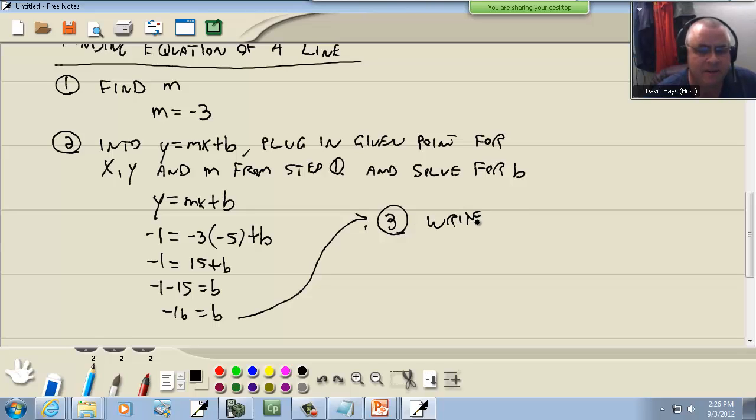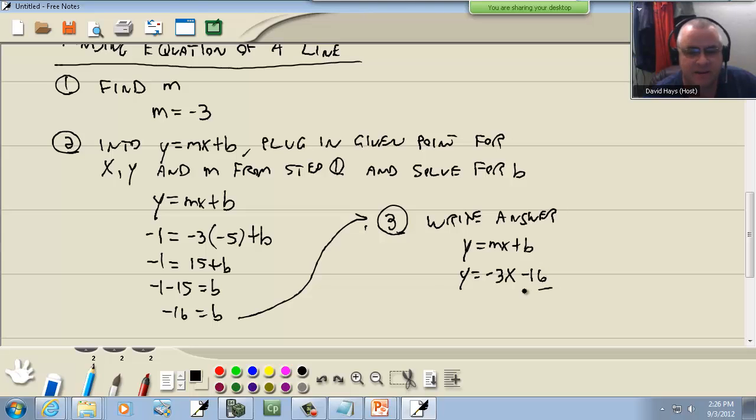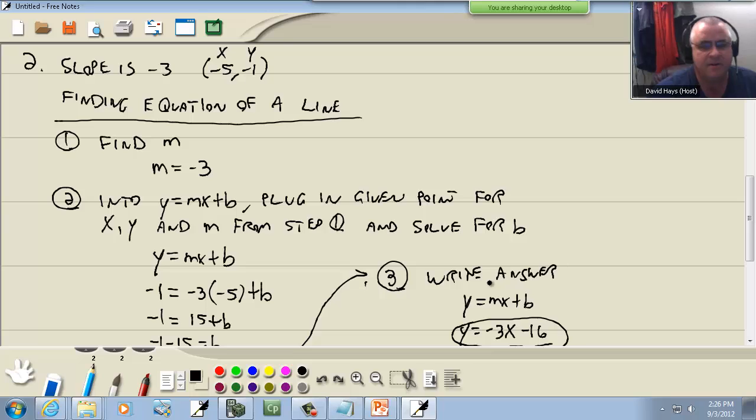And we can't forget step 3. A lot of people do. We need to write our answer down. What they're asking for is to find the equation of the line. Well, from step 1, we said m was negative 3. So plug that in. And from step 2, we said b was negative 16. So plug that in. And that would be our answer to our original problem there.